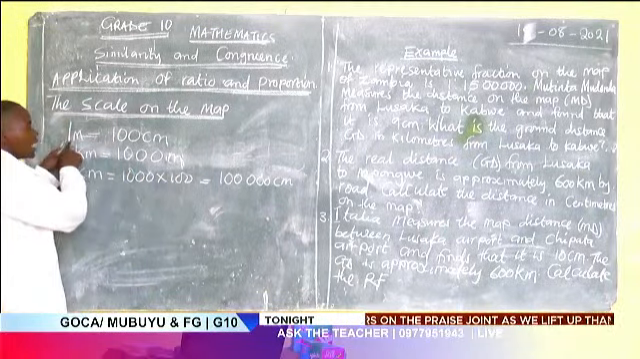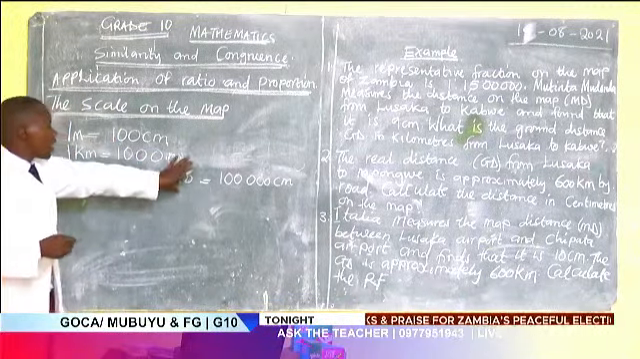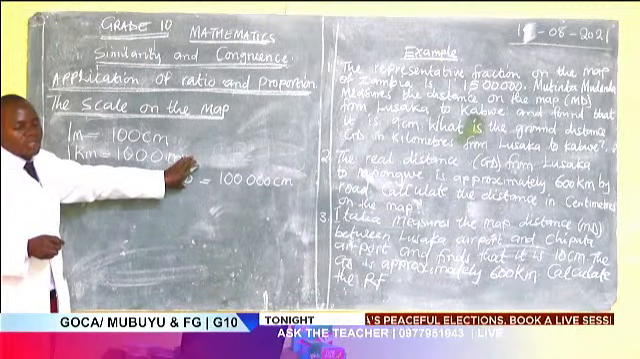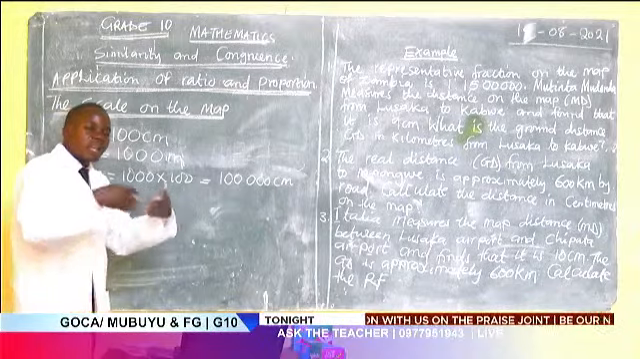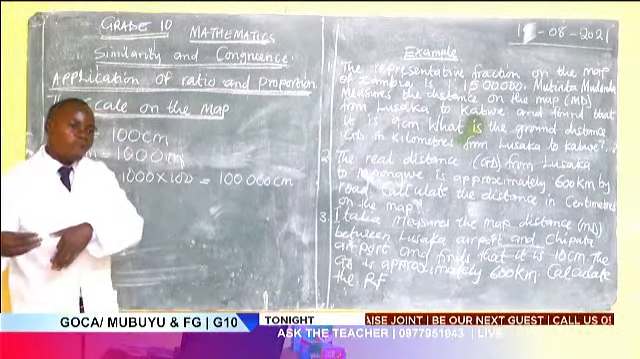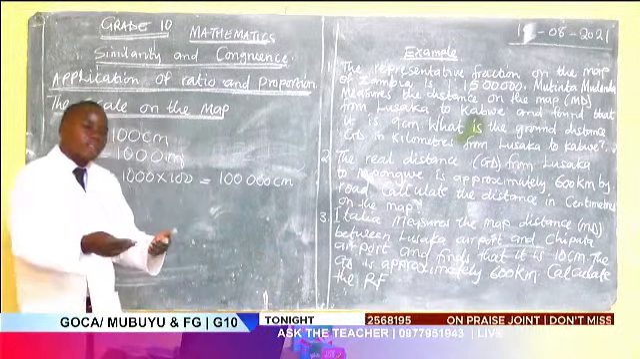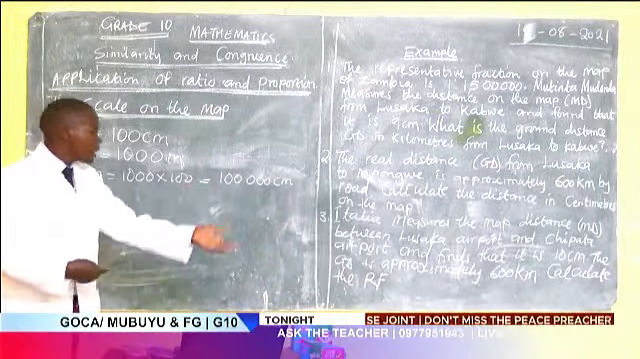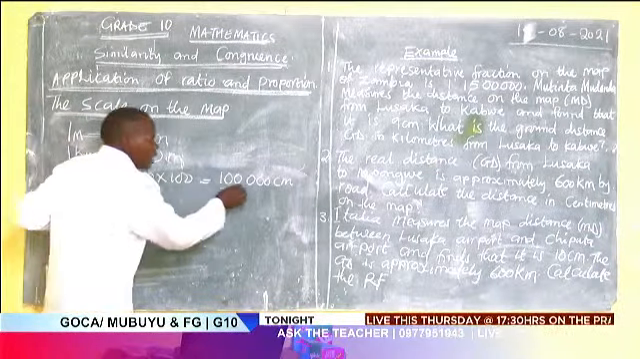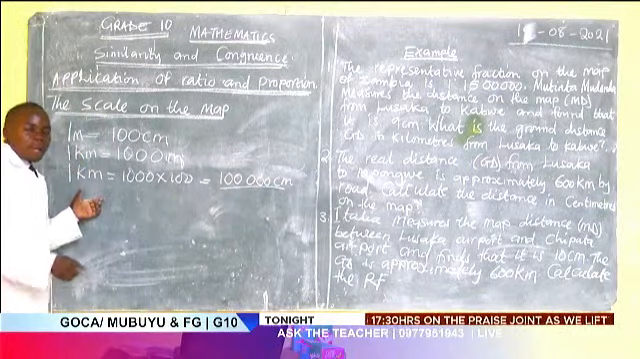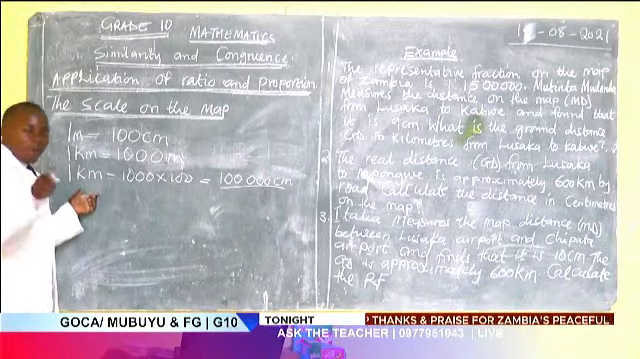And 1 meter is equivalent to 100 centimeters. So these units are very important because we shall be using them in order for us to change from kilometers to centimeters or from centimeters to kilometers. So when you are changing from kilometers to centimeters, you have to multiply by 100,000. But if you are changing from centimeters to kilometers, you are supposed to divide by 100,000.